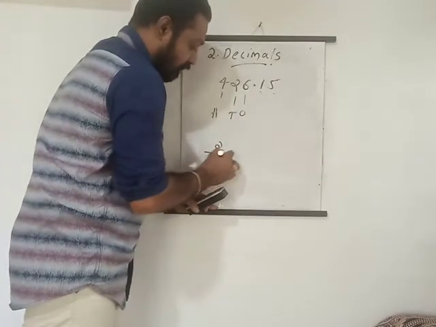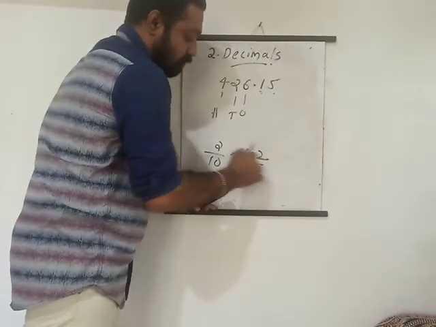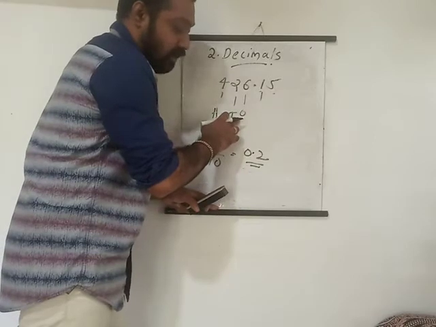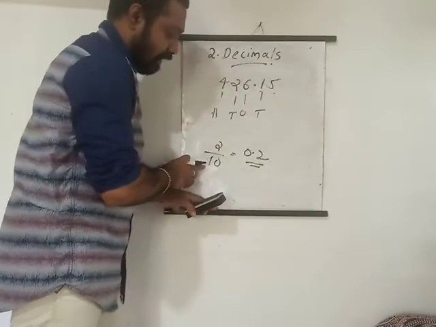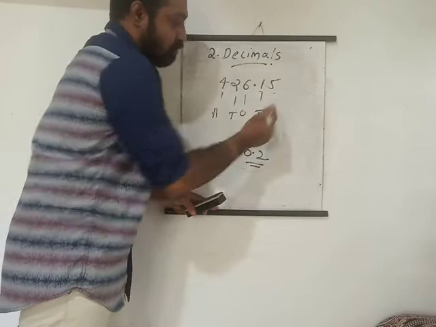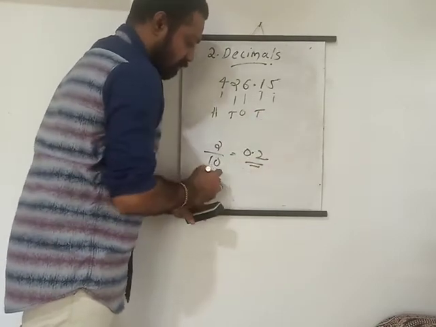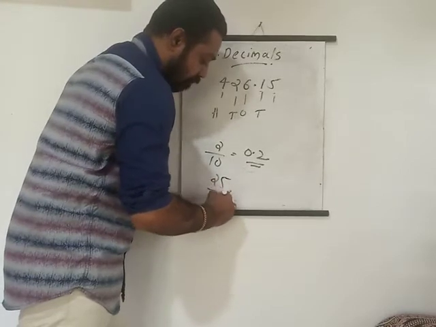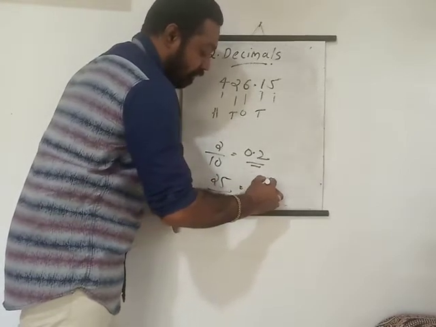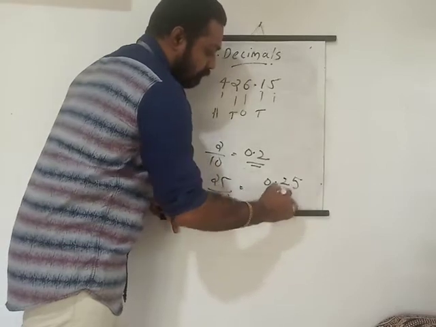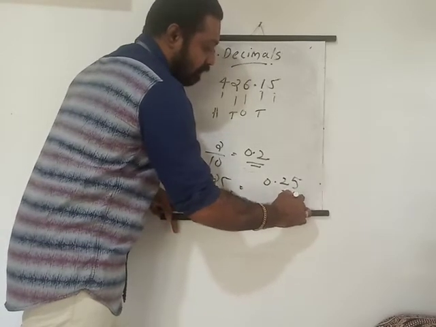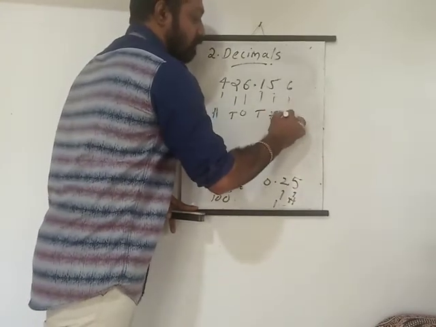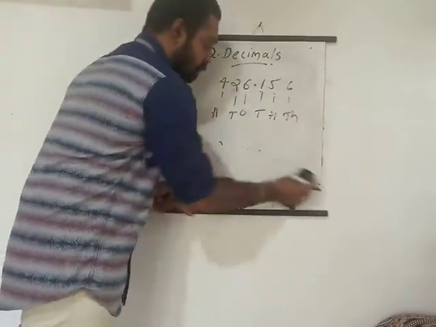2 divided by 10, what we get is 0.2. So the first place is the only difference. Here it is ones, but this is tenths, because we are getting this number by dividing by 10. This one is a 2-digit number. For example, 25 divided by 100, we get 0.25. So this is tenths and this is hundredths. If one more number is here, this is thousandths. That is the only difference.